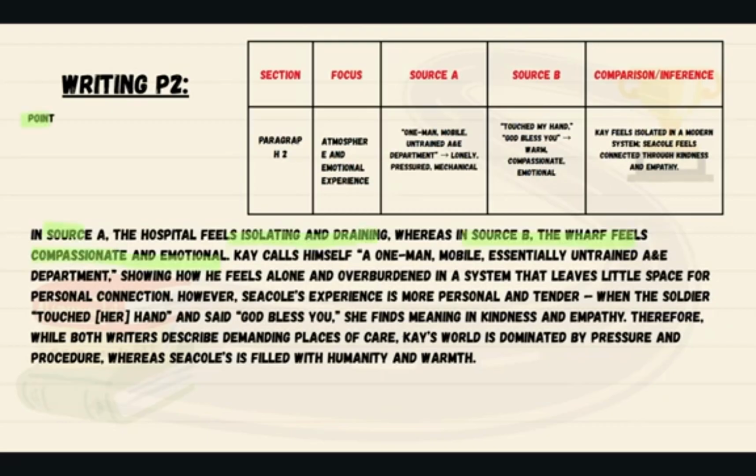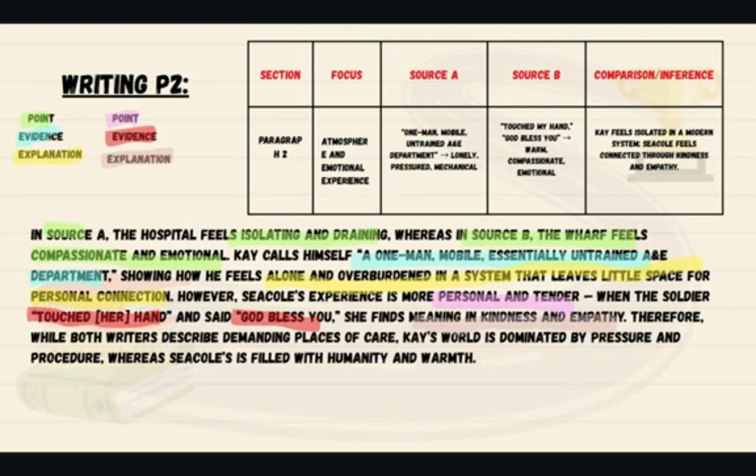So here, in green, I've put the points of the paragraphs. In blue, I've put the evidence from source A, and in yellow, I've explained what these quotes mean. In pink, I've put the point of source B. In red, I've put the evidence from source B, and in this peach colour, I've put the explanation. Lastly, in brown, I've put the link, so it links back to the focus of the question.